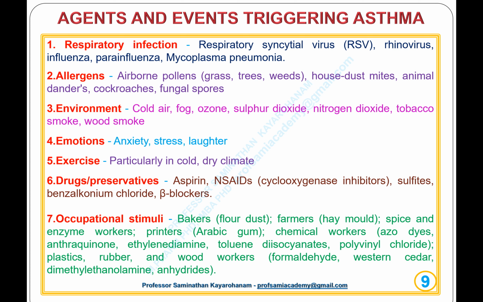6. Drugs and preservatives: aspirin, cyclooxygenase inhibitors like NSAIDs, known as non-steroidal anti-inflammatory drugs, sulfites, benzalkonium chloride, and beta blockers. 7. Occupational stimuli: bakers, flour dust; farmers, hay mold; spice and enzyme workers; printers, Arabic gum; chemical workers, azo dyes, anthraquinone, ethylenediamine, toluene diisocyanates, polyvinyl chloride; plastics, rubber, and woodworkers, formaldehyde, western cedar, dimethylethanolamine, anhydrides.